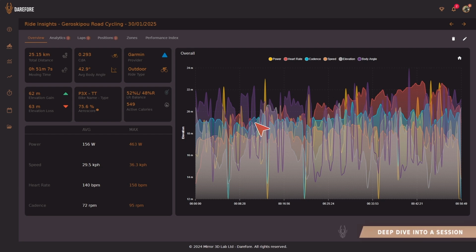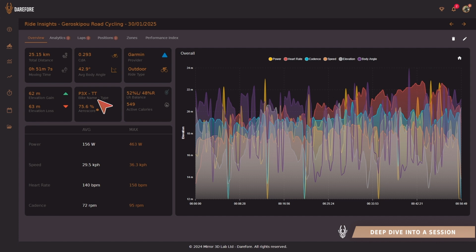In this tutorial, we'll take a deep dive into the session overview and learn how to interpret the key data points for a specific ride. Here, we can see an overview of an outdoor ride from January 30th that was recorded using a Garmin device. The rider used a P3X TT bike, indicating a focus on aerodynamic performance.